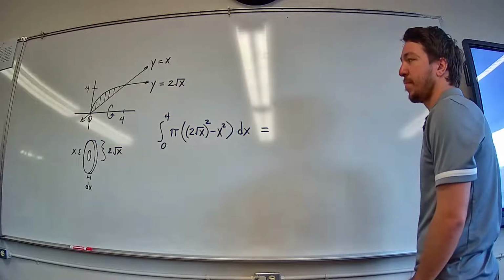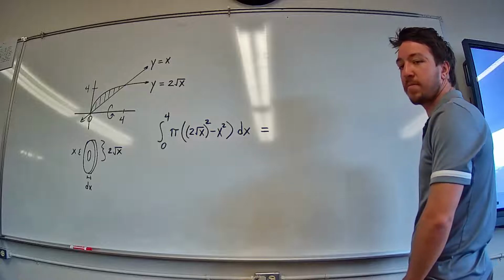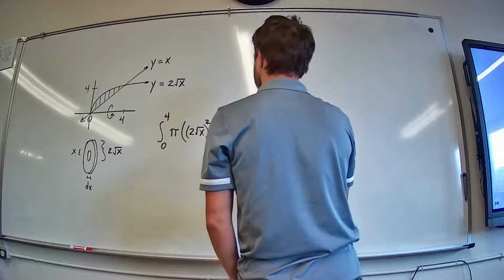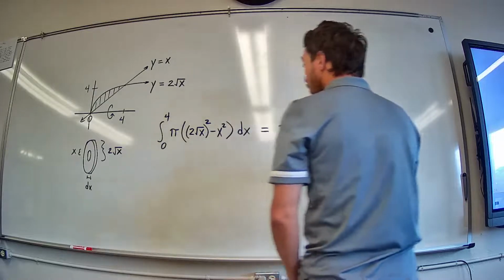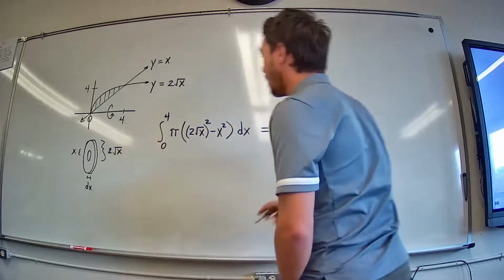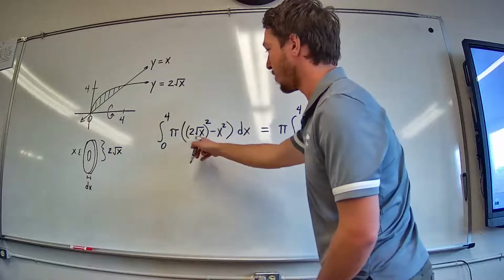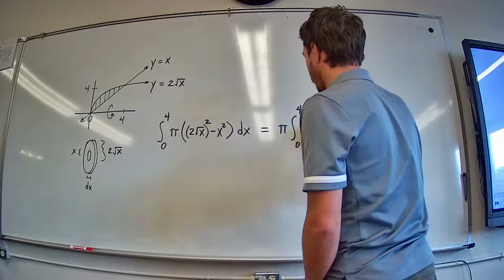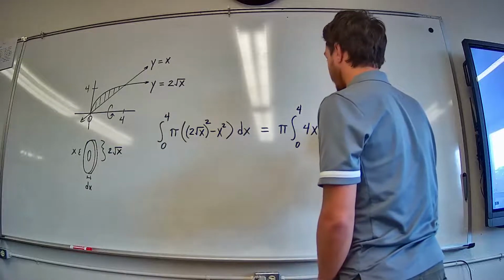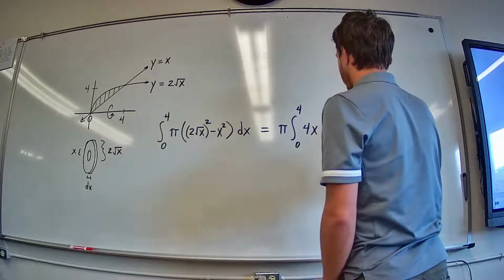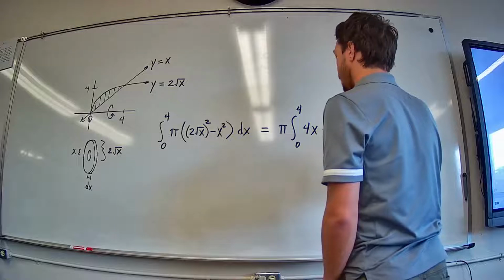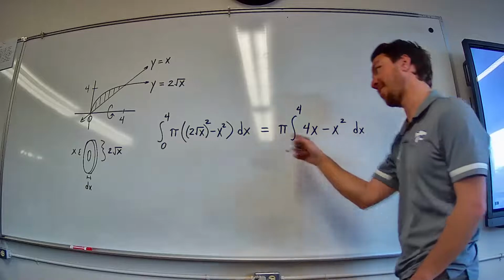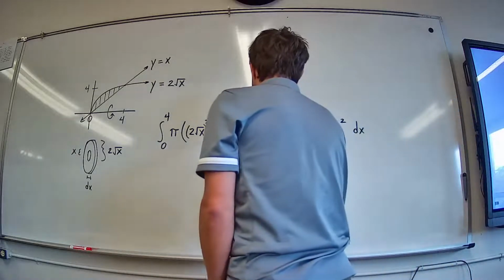So pull the pi outside, square each term. This is where you gotta be patient. This looks confusing, but when you actually do this, you go, oh, wait a second, everything's fine. It's an easy integral. It's not anything crazy.